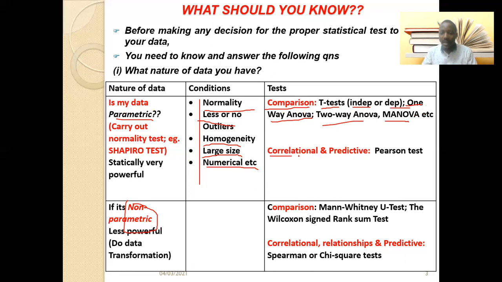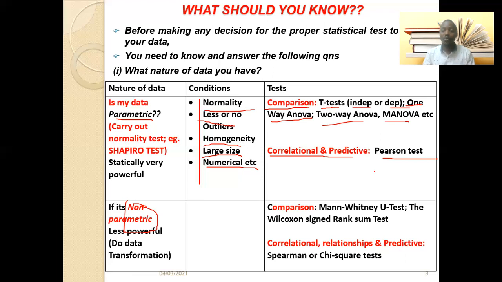When you are doing a study related to correlation, meaning we are going to find out the relationship between two variables, and even looking at how one variable influences the other. How the independent variable influences the dependent variable. How variable A influences variable B, or the relationship between A and B. For such a kind of study, if your data is parametric in nature, we use the Pearson correlation test.